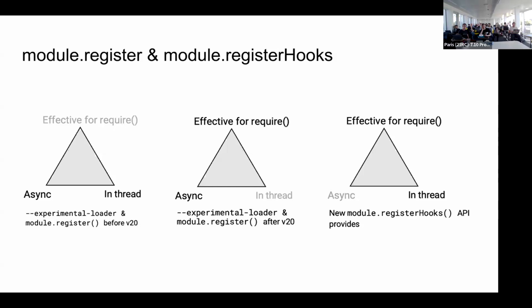So this is like this kind of weird triangle situation. You can only have 2 of them. You cannot have 3 of them at the same time. Because having it for require was more important than having it in thread, it was moved off thread. So that we have the other 2 parts of the triangle.